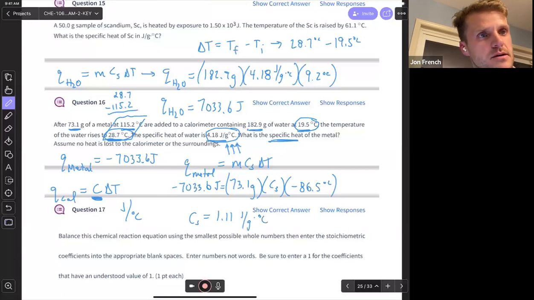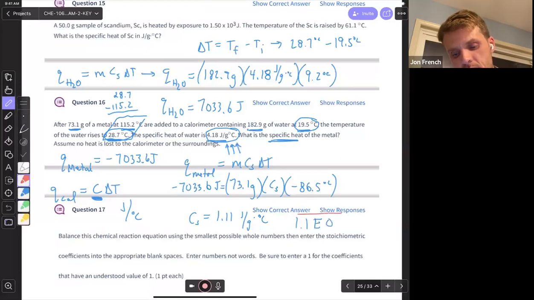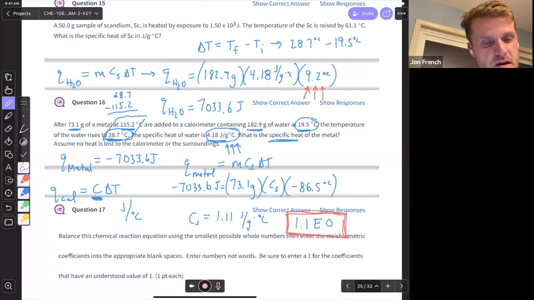They want the answer as... we're looking for the heat capacity, right? Yeah, the sig figs, right? They want the answer as two significant figures because our change in temperature up here is two significant figures. So our final answer really should just be two significant figures. So 1.1 e to the 0 should be our specific heat for this metal.